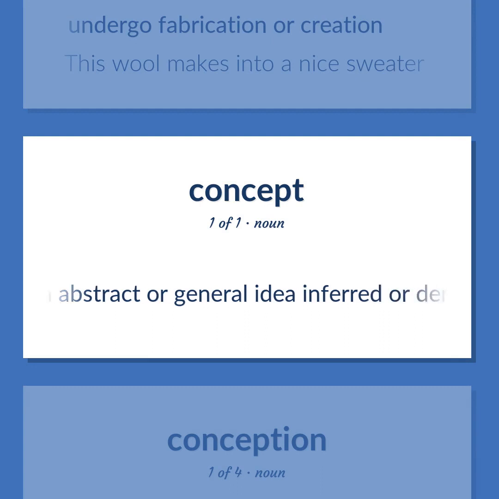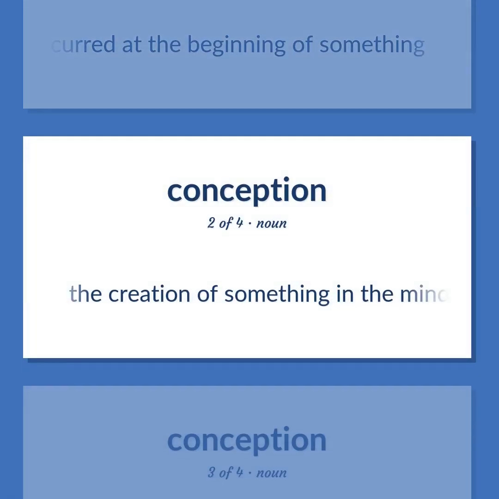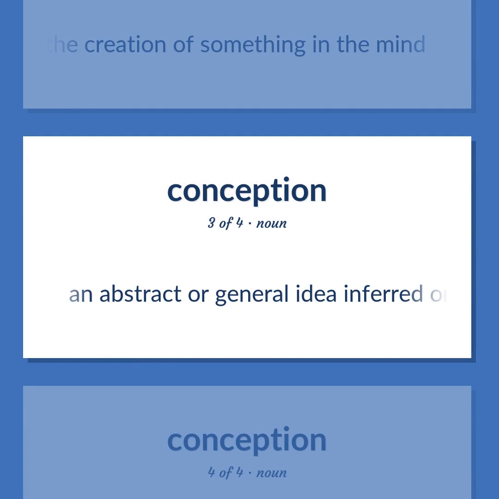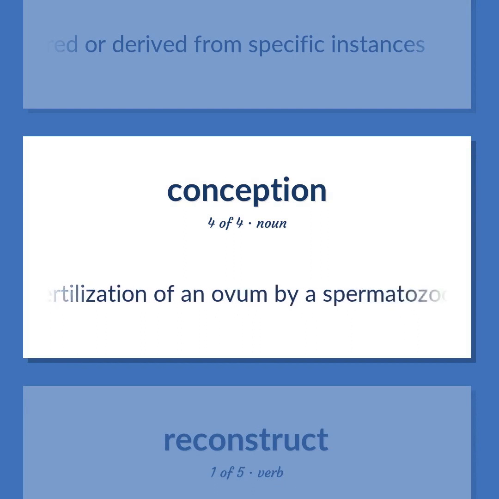An abstract or general idea inferred or derived from specific instances. The event that occurred at the beginning of something. The creation of something in the mind. An abstract or general idea inferred or derived from specific instances. The act of becoming pregnant. Fertilization of an ovum by a spermatozoan.